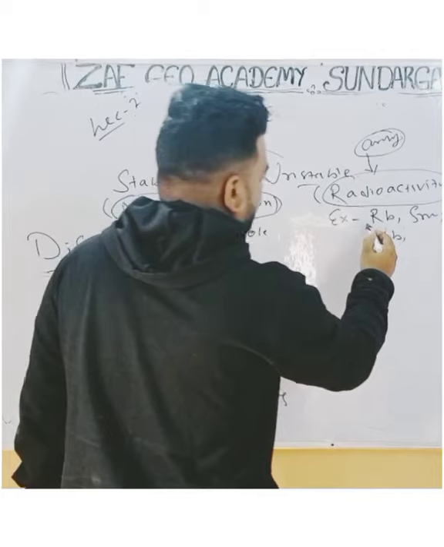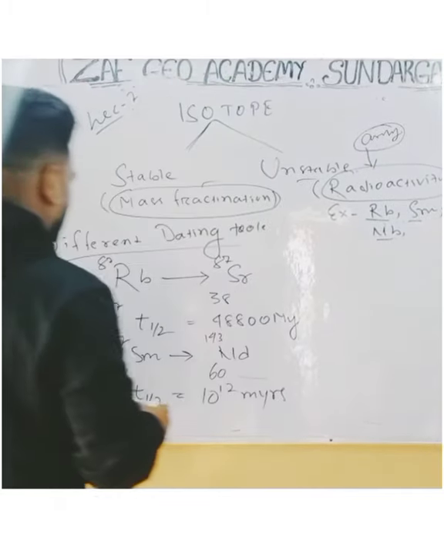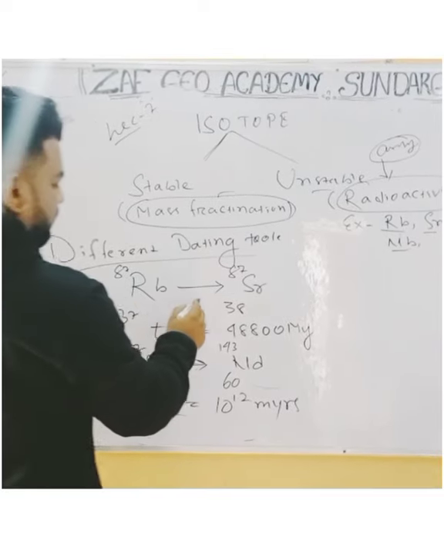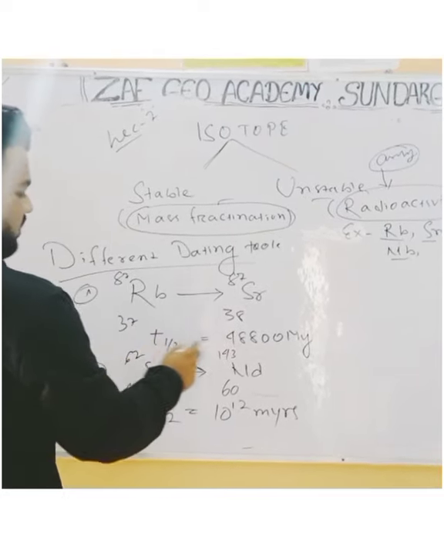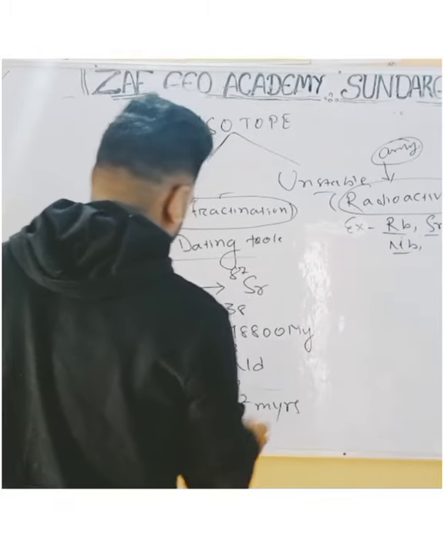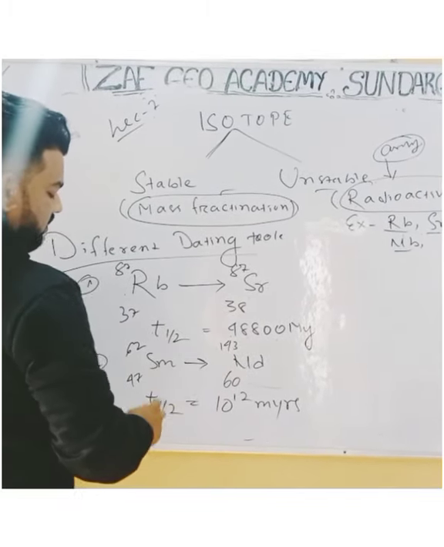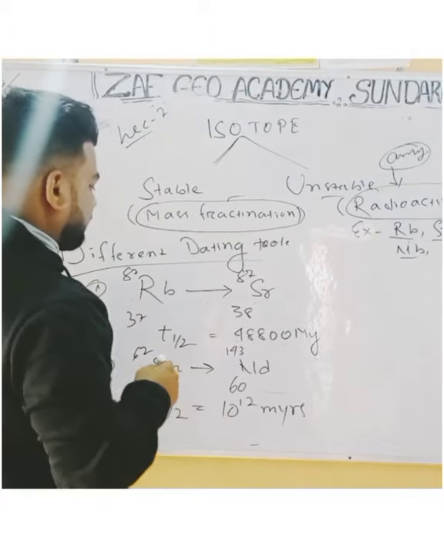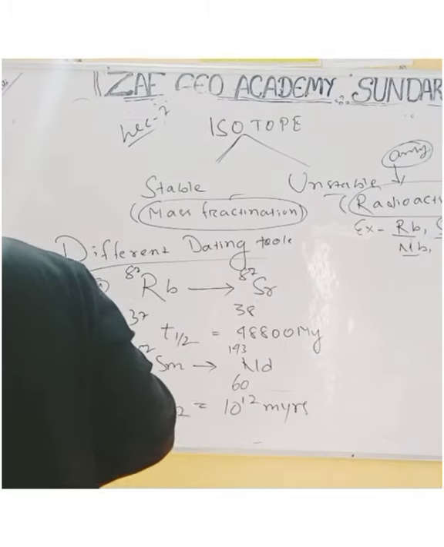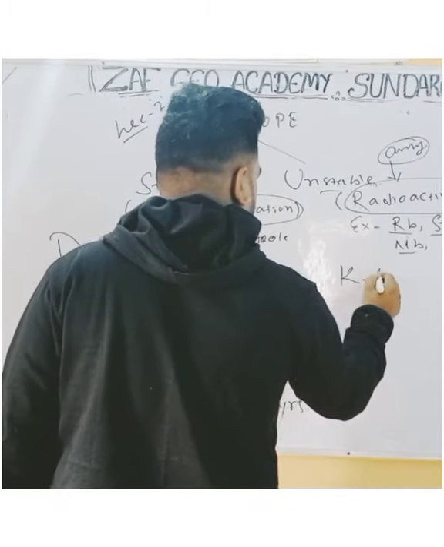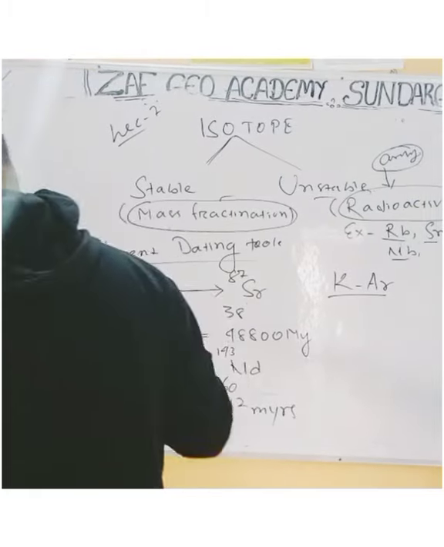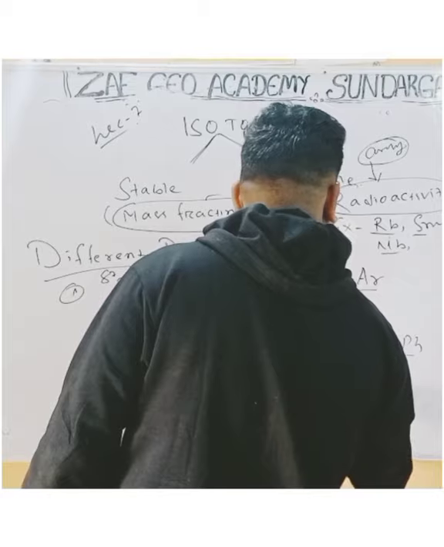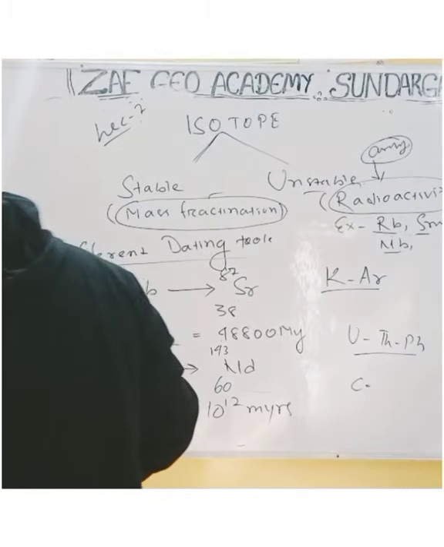The examples are rubidium, samarium, niobium, and there are different dating methods. Now rubidium converts to strontium and the half life is 48800 million years, and samarium converts to niobium and the half life is 10 to the power 12 years. The others are potassium argon, uranium thorium lead, and the carbon dating method. So we will learn all those things today.